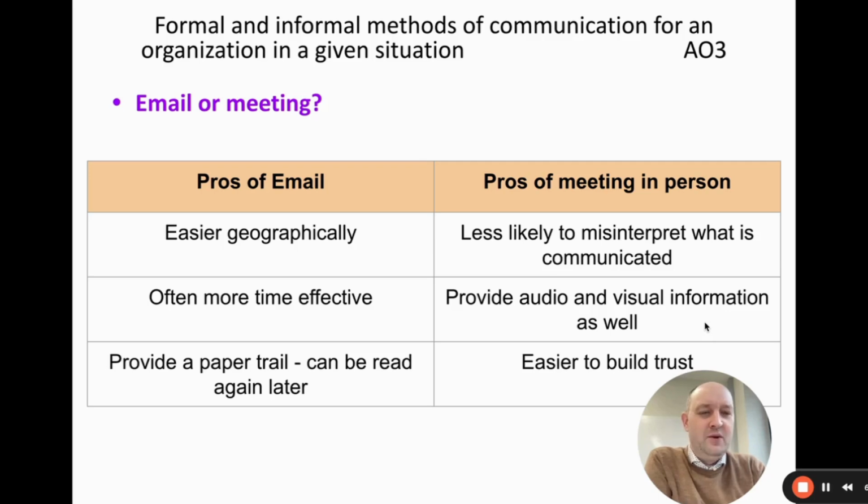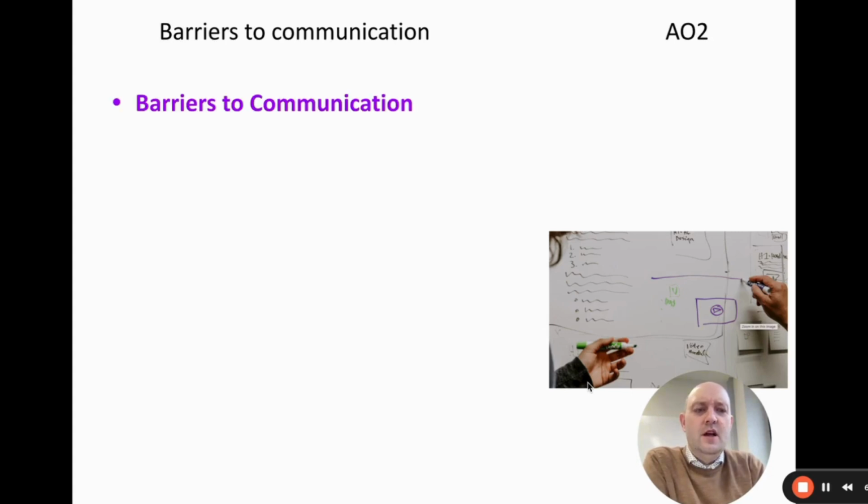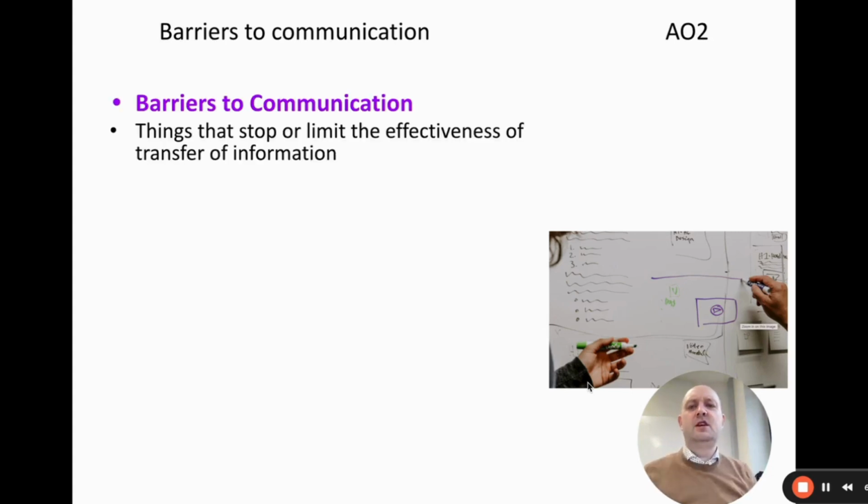So things like body language. I think that when people say things, if you can see their body language, even if it's subconscious, you can actually benefit from that. And I think it's easier to build trust. When you're in person, you're more likely to build up some sort of trust rather than having that email communication.